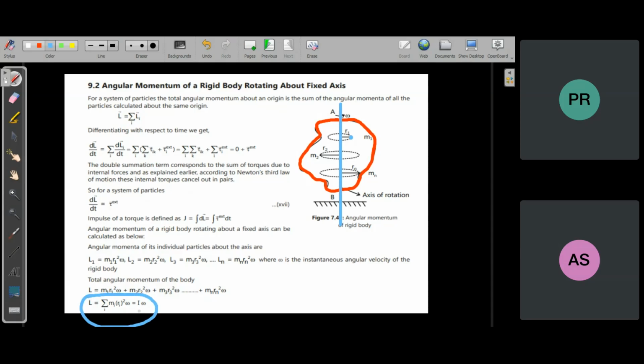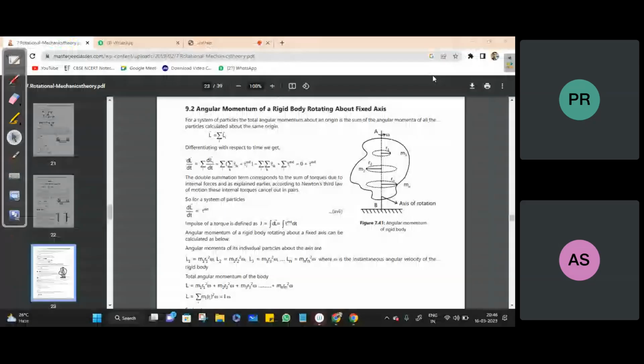Now here you have to understand, whenever this I comes in any formula, I will be defined about an axis. So clearly here L represents angular momentum about the axis and I represents the moment of inertia about the same axis, right? Yes, sir. So whenever you have to find angular momentum of a body about an axis, the moment of inertia should also be about the same axis. Angular velocity should also be about the same axis.